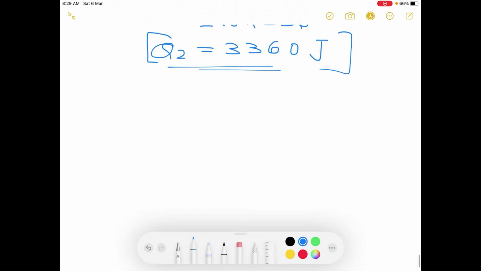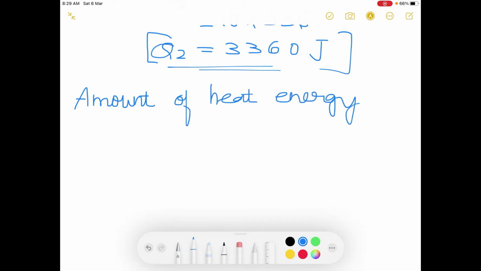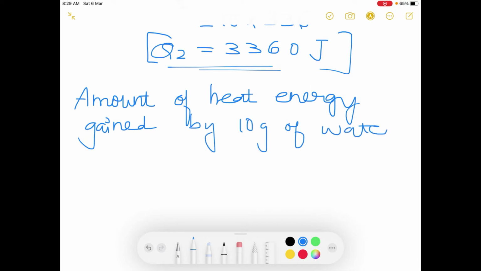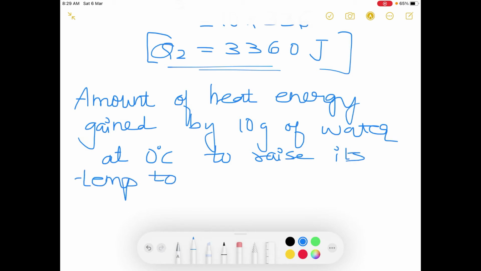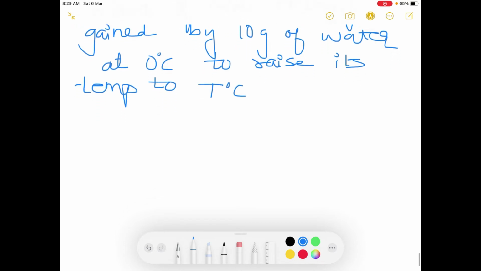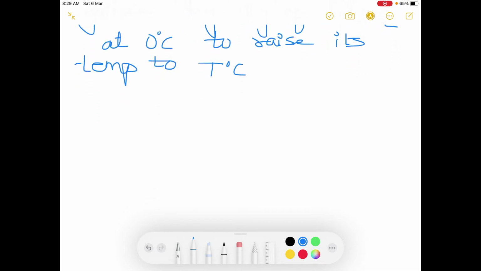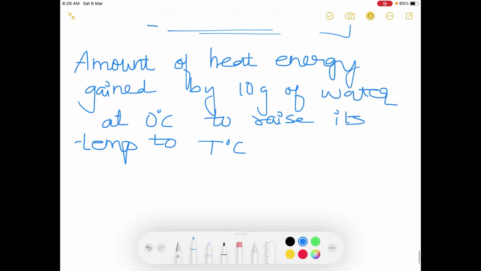So the amount of heat energy gained by 10 gram of water at 0 degree Celsius to raise its temperature to T degree Celsius. કેટલું છે આપણને ખબર નથી, so that is why let us keep it as T degree Celsius. So એને કહી દઈએ Q3.